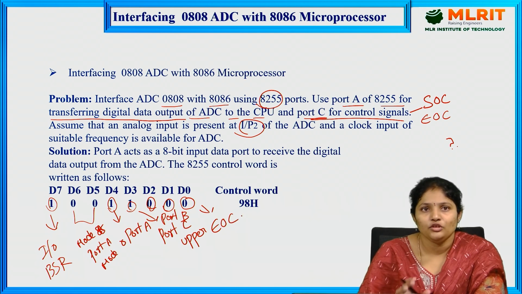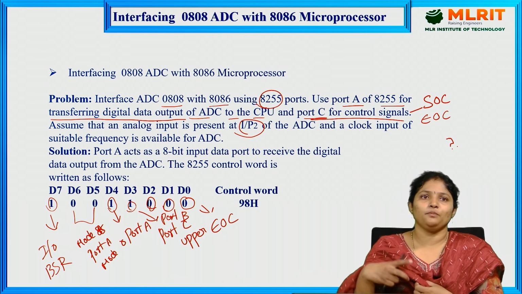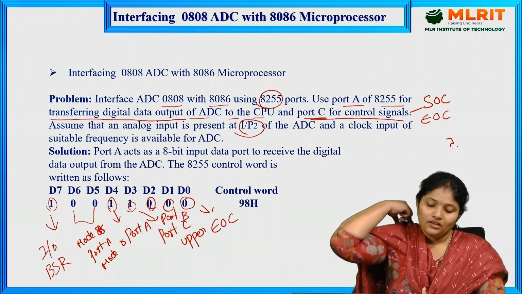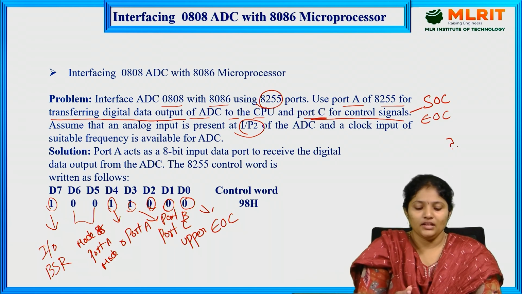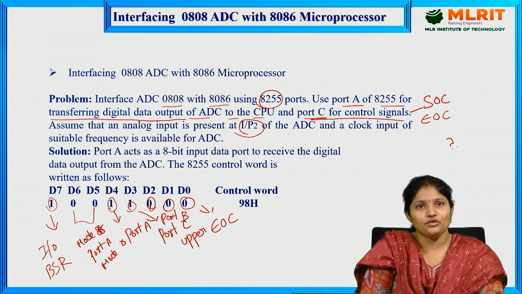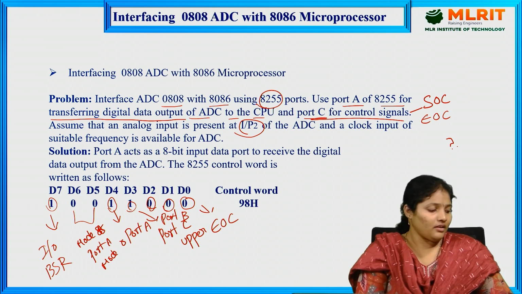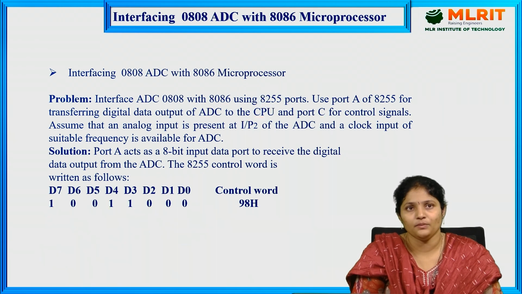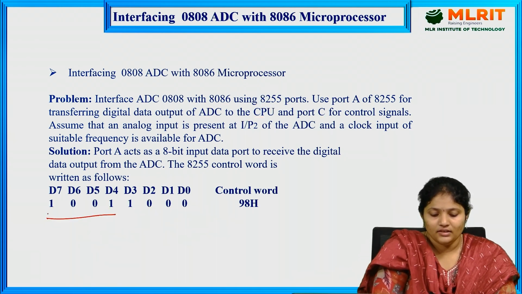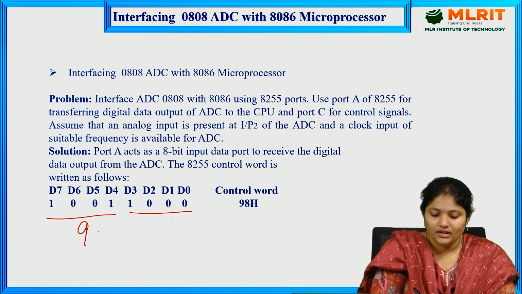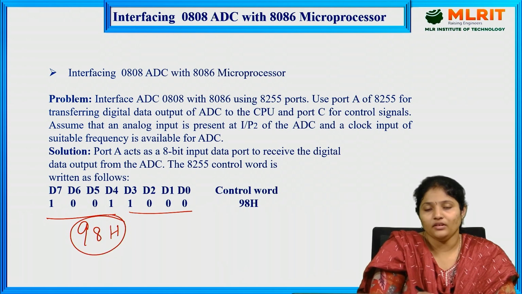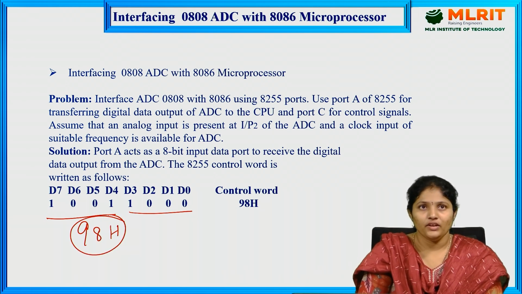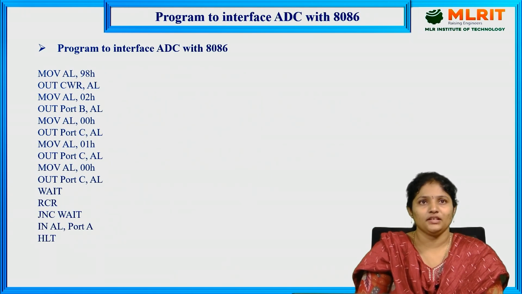Port C is used to take the control signals. We have two control signals, SOC and EOC, the start of conversion and the end of conversion. Port C upper is used as the start of conversion pin, and port C lower is used for the end of conversion pin. Here we get 9 and here 8. So that's why we load 98H to interface an ADC to the 8086 microprocessor.